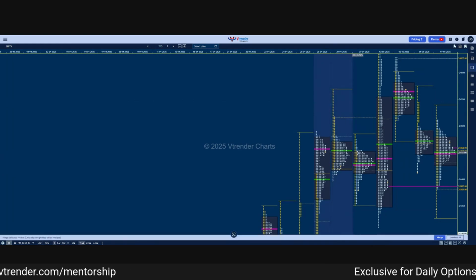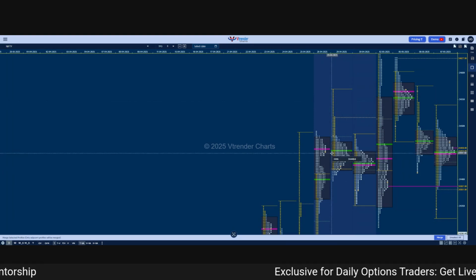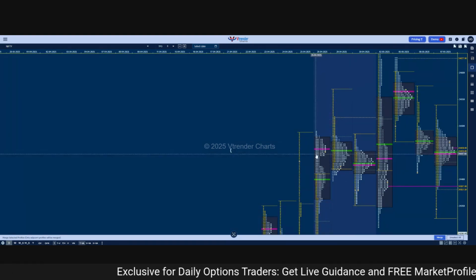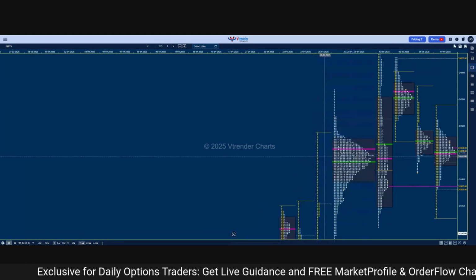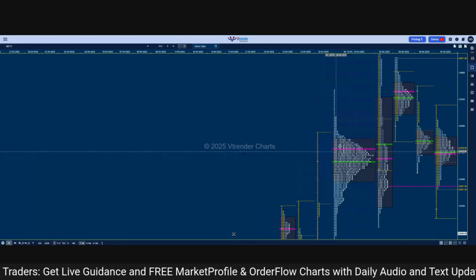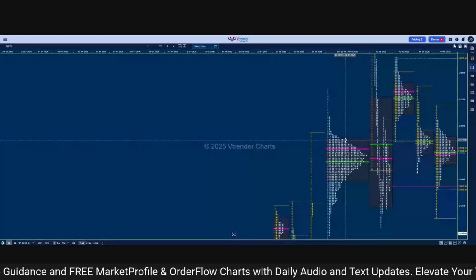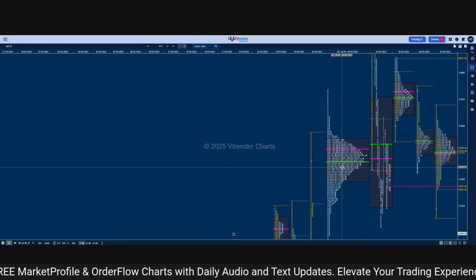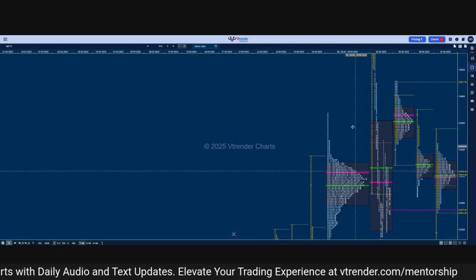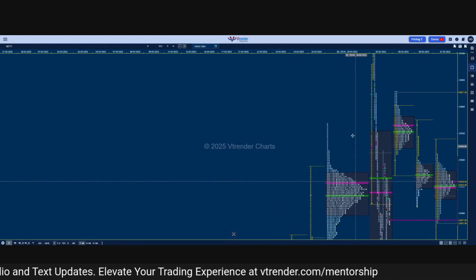So we make composites. Whenever the value is overlapping, we make composites. So we combine these 3 days and we make a 3-day composite because the value is overlapping. Here you get a nice Gaussian curve. So we will take this value as our reference for the next day and we'll wait for a move away from value.